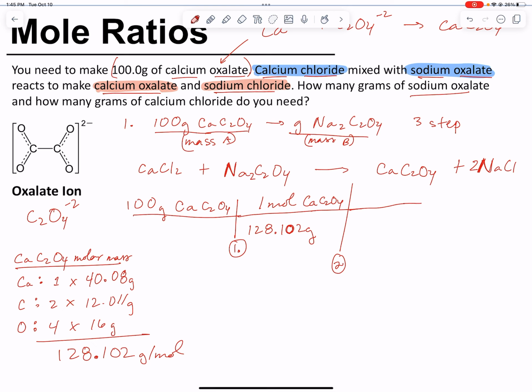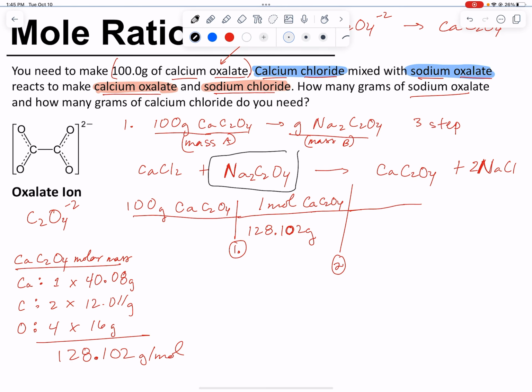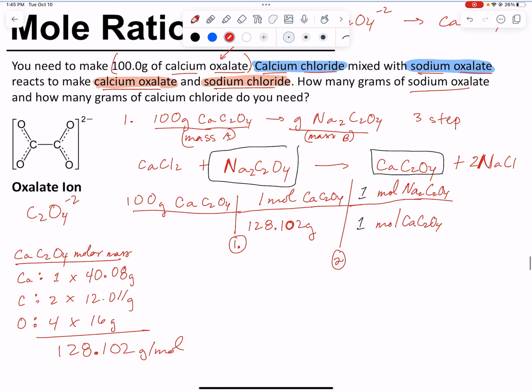So here, in the black boxes, you're looking at the coefficients between this one and this one. If you notice, it's a 1 both times. Okay, so the mole ratio is just 1 to 1. For every 1 mole of CaC2O4, we'll need 1 mole of Na2C2O4. And do not skip this, because numerically I know multiplying and dividing by 1 won't change your answer, but what does matter is that your units are converting.